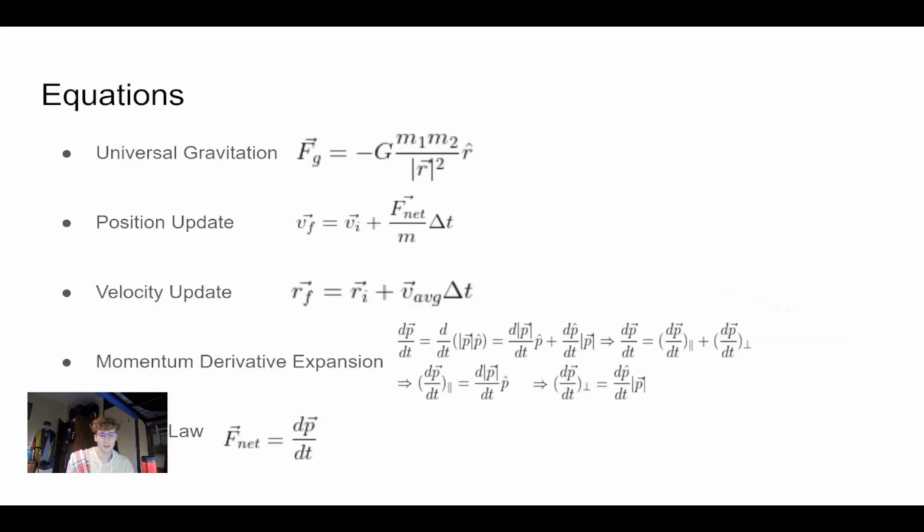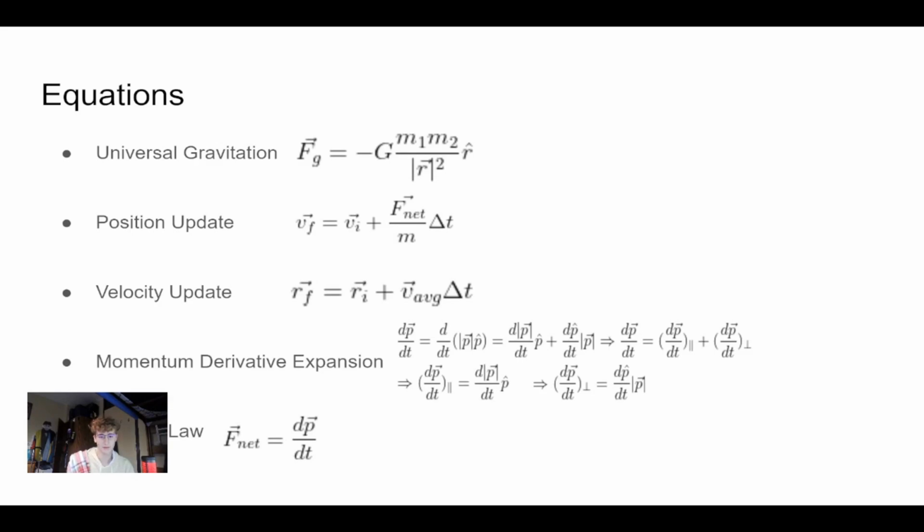We need a couple equations in this lab. First, we need the universal law of gravitation. Next, we need the position update and velocity update formulas for our simulator to calculate the motion of objects. Then we need the momentum derivative expansion to be able to calculate the perpendicular and parallel force components given to us by Newton's second law. We are using the update formulas instead of integration to greatly simplify calculations. The update formula allows the computer to do the work for us.